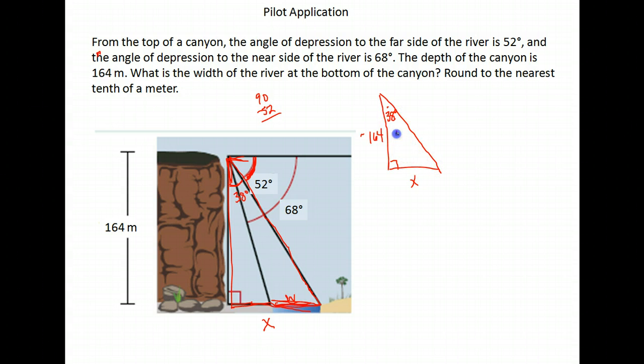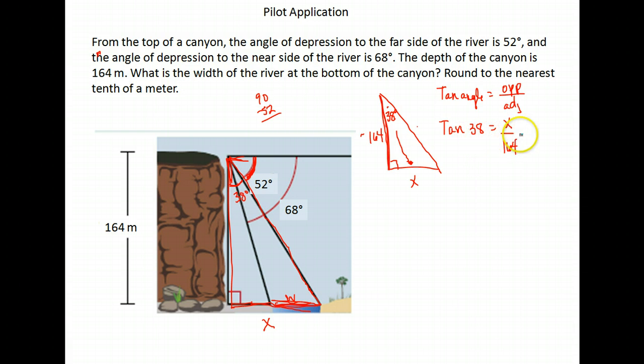Now let's look at what we have. Our X is the side opposite the angle. Our 164 is the side adjacent. We do not have the hypotenuse. What uses opposite and adjacent? Tangent does. If you look in your notes, tangent of the angle is the opposite leg over the adjacent leg for your angle. Let's fill in our information. We have tangent of the angle. What's our angle? It's 38 degrees. Equals the opposite, X, over the adjacent, which was 164. I want to solve from there.